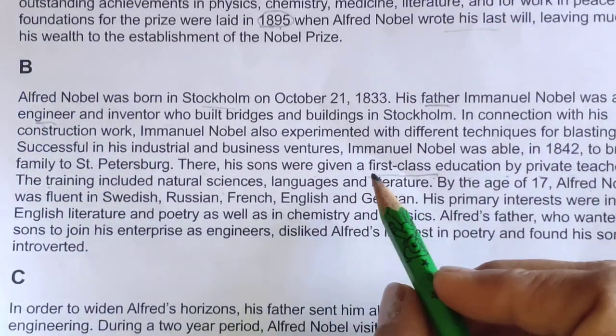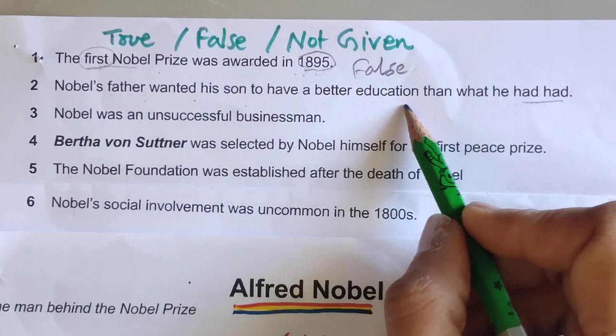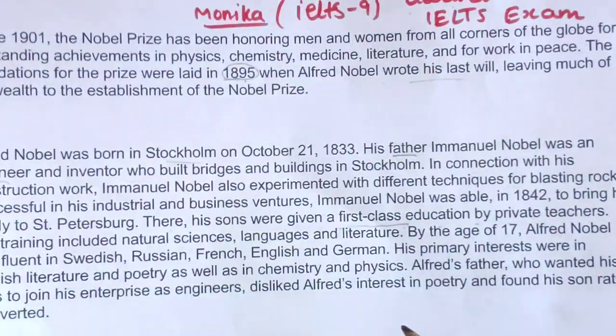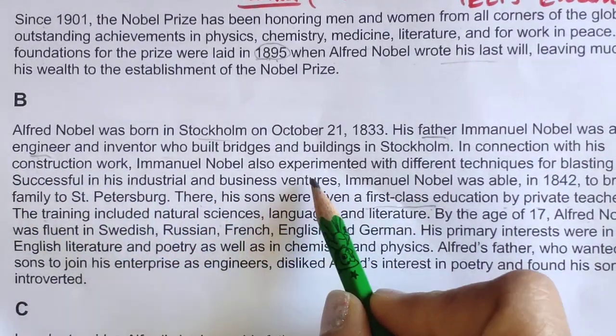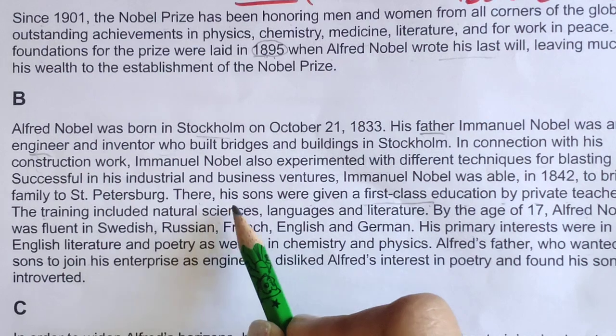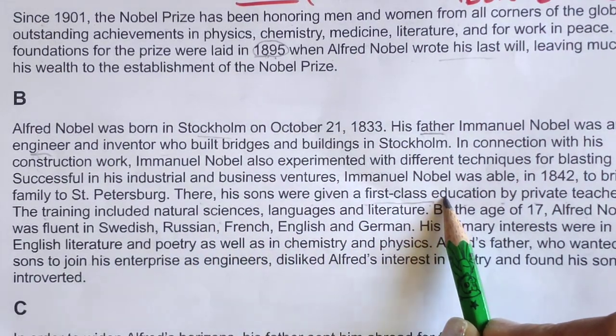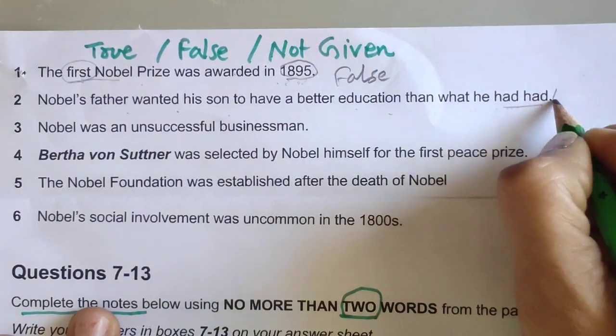But his father wanted his son to have a better education than what he had. It is not given. Till here they are talking about his work and family too. There his sons were given a first class education, but his will is not there. So I will be writing here not given.